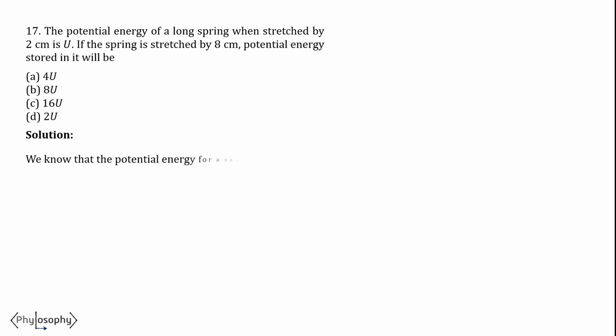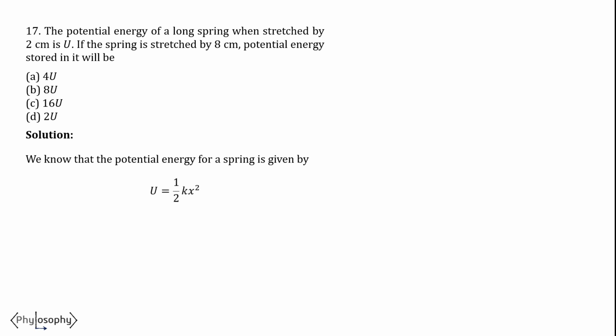Our last problem in this first part of the video is, the potential energy of a long spring when stretched by 2 cm is capital U. If the spring is stretched by 8 cm, potential energy stored in it will be, and these are the four options. We know that the potential energy for a spring is given by capital U equals half times k x square.